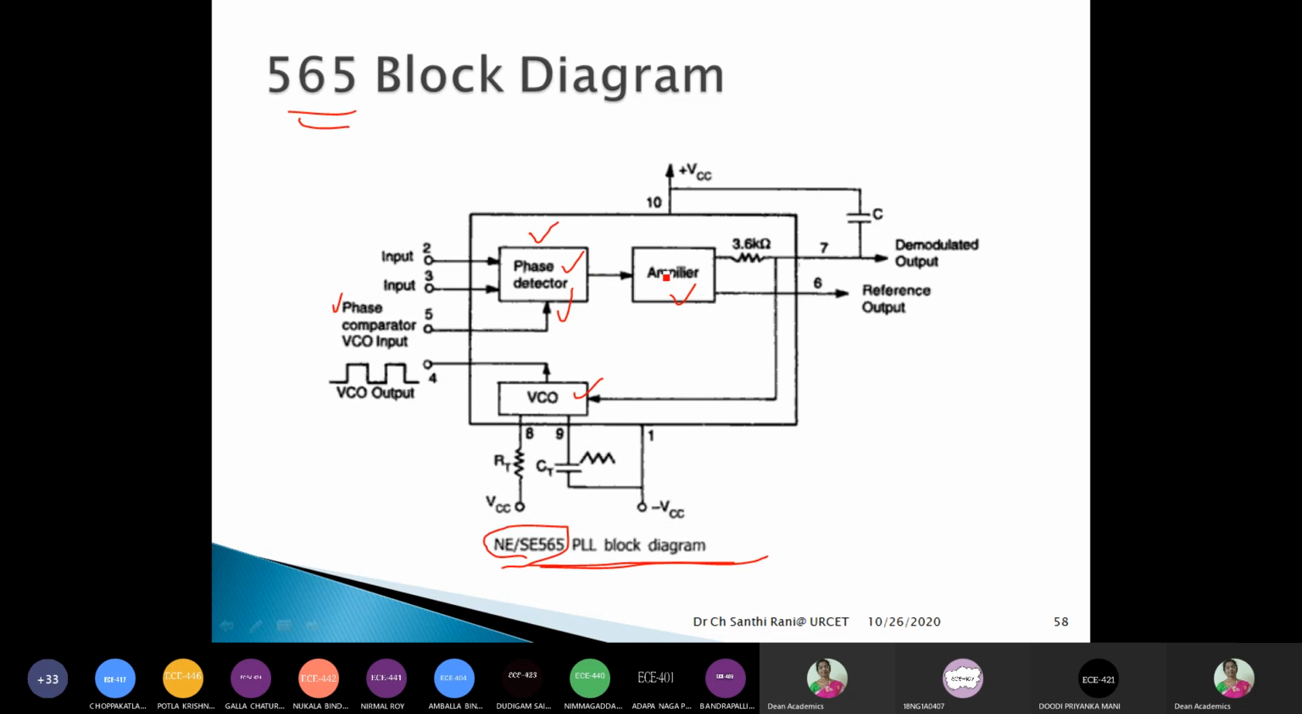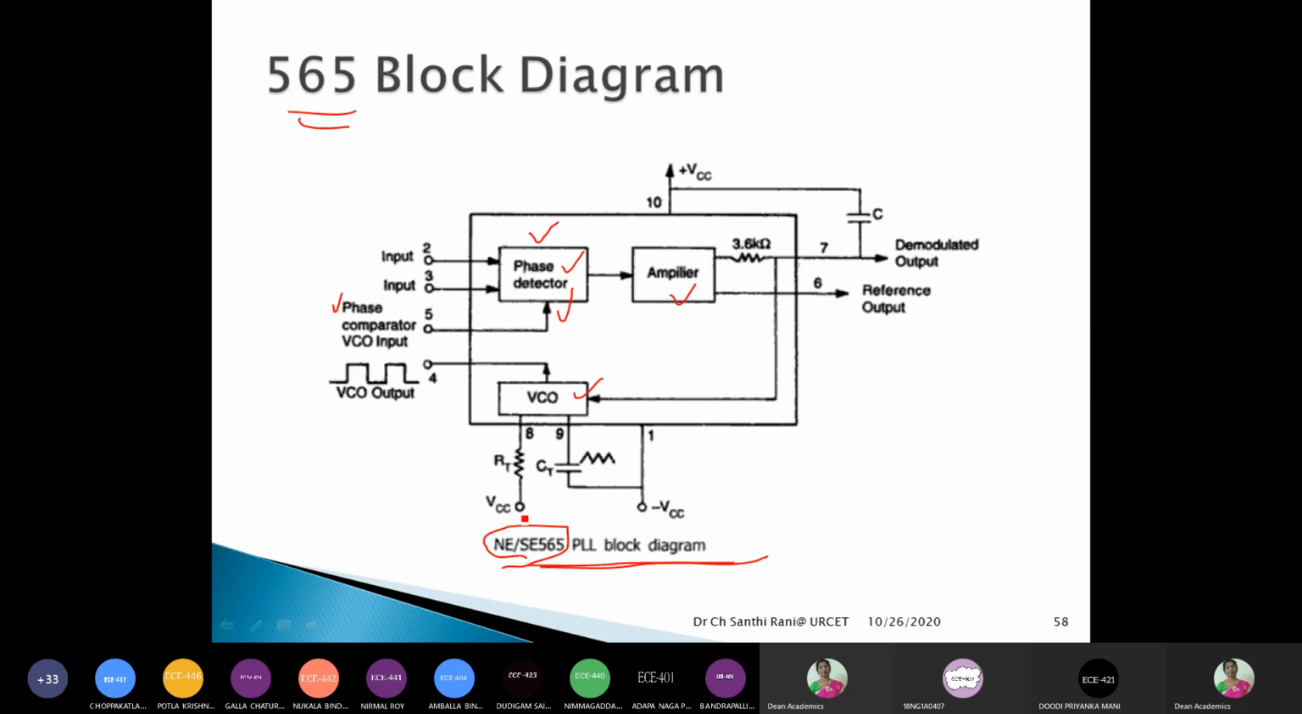The output of the phase detector is connected to either the error amplifier or the low pass filter. The output of this low pass filter, through a small resistor, is connected to the demodulated output, pin number 1, and pin number 6 is the reference output. The output of this low pass filter or amplifier is connected as input to the voltage controlled oscillator, and this voltage controlled oscillator gives its output at the 4th pin.